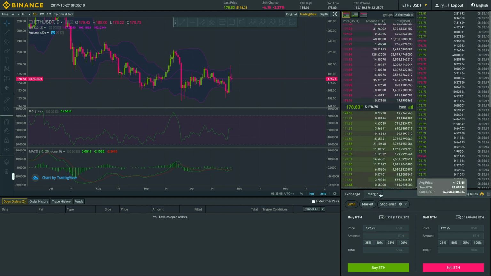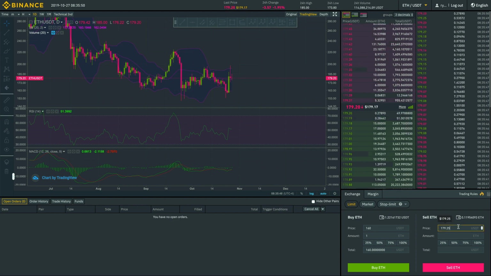So there's margin and exchange. I'm just going to do exchange for now. But let's just pretend that I wanted to buy some Ethereum, right? I mean, I don't really have much USDT, but just as an example. So let's just say I want to put in a limit price. Limit price means I actually want to put in the actual value. So let's just say I want to put $160 and I want to buy one full Ethereum at $160. Then I would click the buy button, and then an order would be placed here. You'll see in a second.